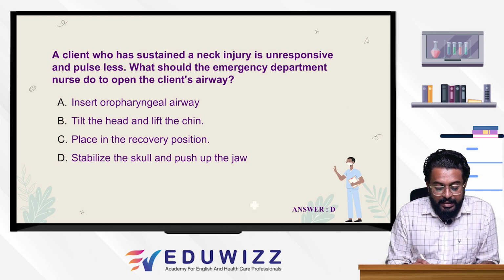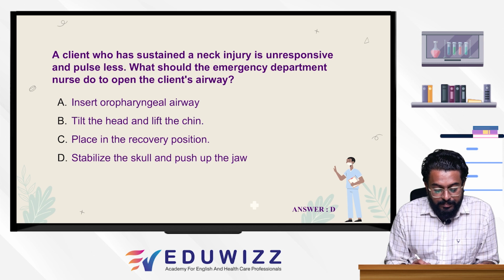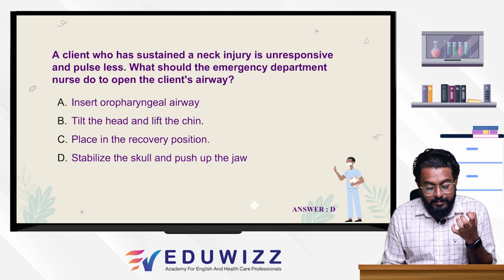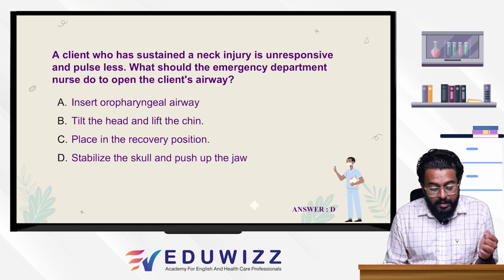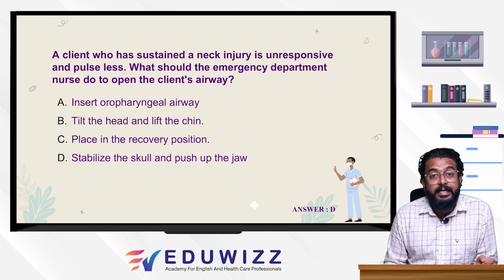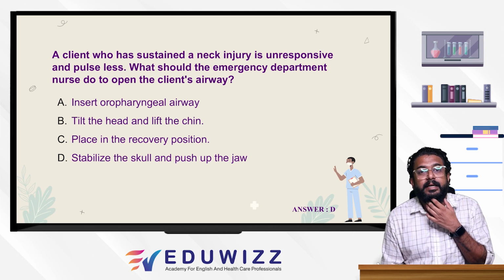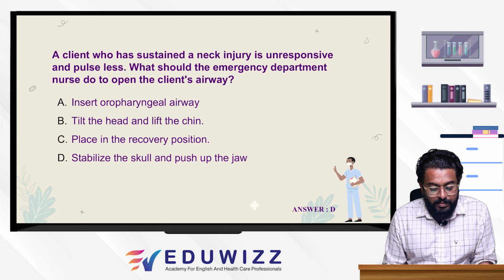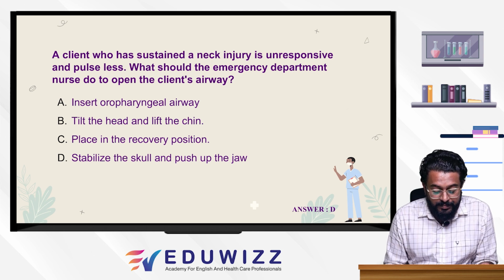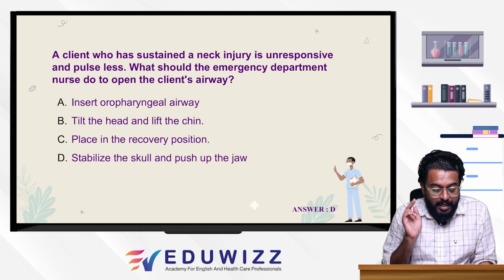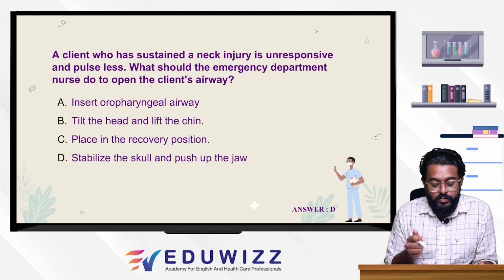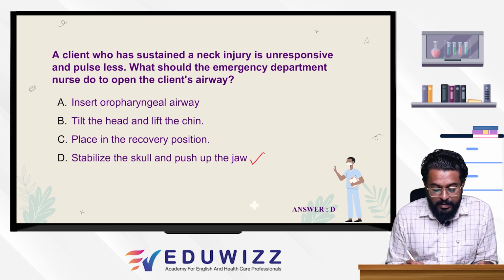Why? Inserting oropharyngeal airway is not possible because we have to open the mouth for that. Okay. Tilt the head and lift is contraindicated in neck injury because tilting the head might cause severe injury to the neck. Okay. Place in recovery position, which will not help the airway to open. So as the patient is having neck injury, first we have to stabilize the skull and push up the jaw. So option D is the right answer.